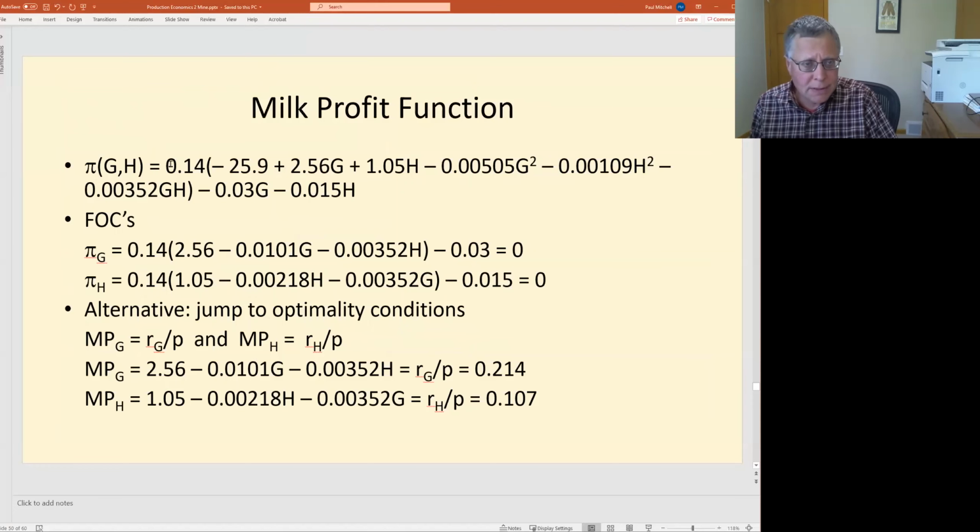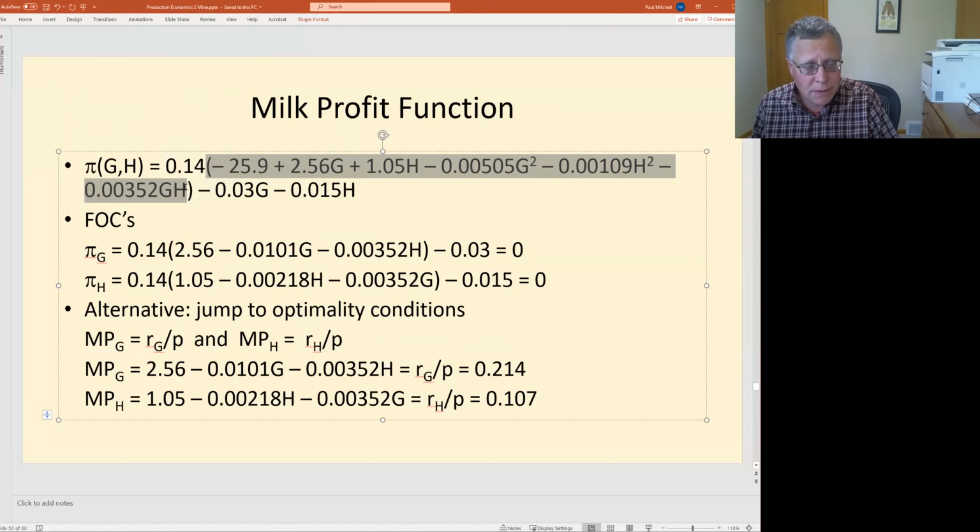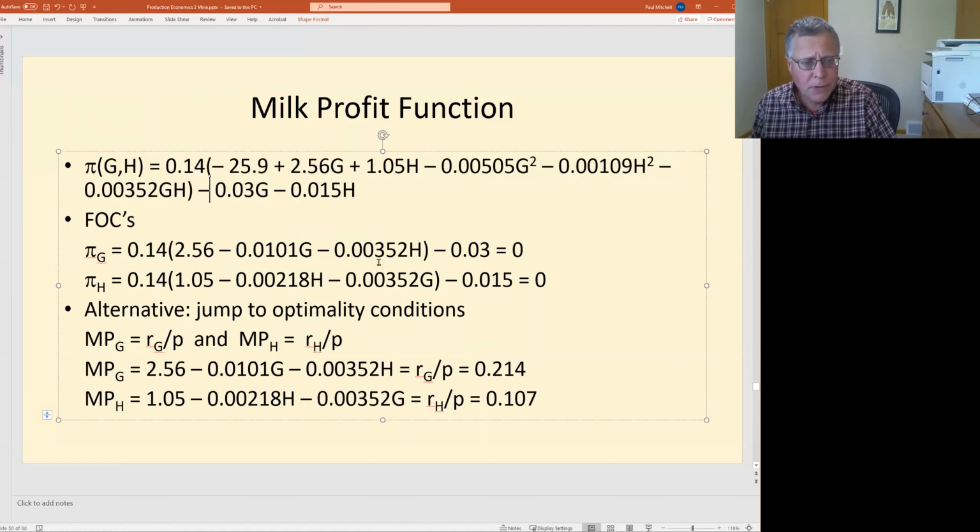So up in this function, you can see it gets pretty messy pretty fast. Lots of big coefficients. 0.14 times that big long production function with its large coefficients, minus 0.03 G minus 0.015 H. But everything's still the same. Our first order conditions are going to be price, 0.14, times the derivative of the inside there with respect to grain. So you pick up the 2.56 from this term. You pick up 2 times that 0.00505, that's where the 0.0101 comes in, minus G. And then you pick up the cross term here, 0.00352 times H. And then outside the parentheses, you pick up the minus 3 cents for the price of grain.